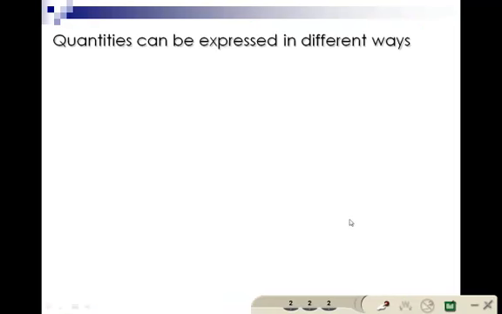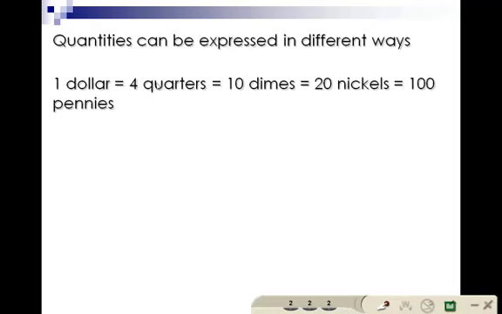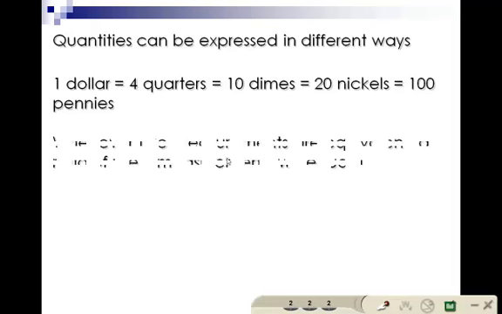Now, quantities can be expressed in different ways. For example, something you might be familiar with, $1 equals 4 quarters. If I say, hey, you have $1? And you say, no, but I have 4 quarters. That's exactly the same. 4 quarters could equal 10 dimes. $1 could equal 10 dimes. 10 dimes could equal 20 nickels. 20 nickels can equal $1. $1 equals 100 pennies. 100 pennies equal 4 quarters. These are all the same. It's just different ways of saying it.